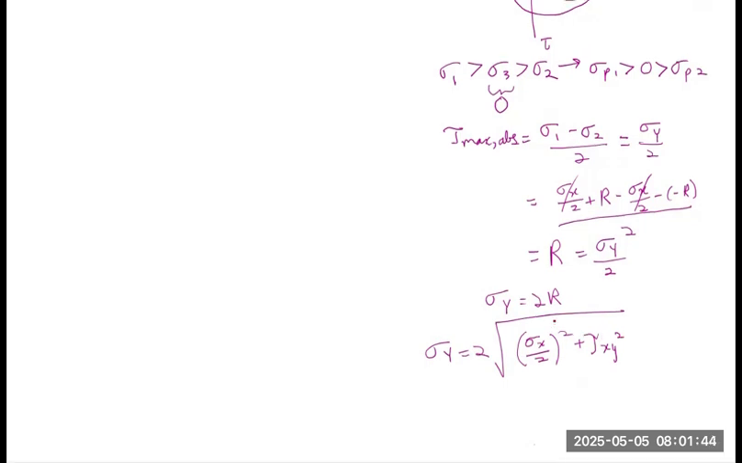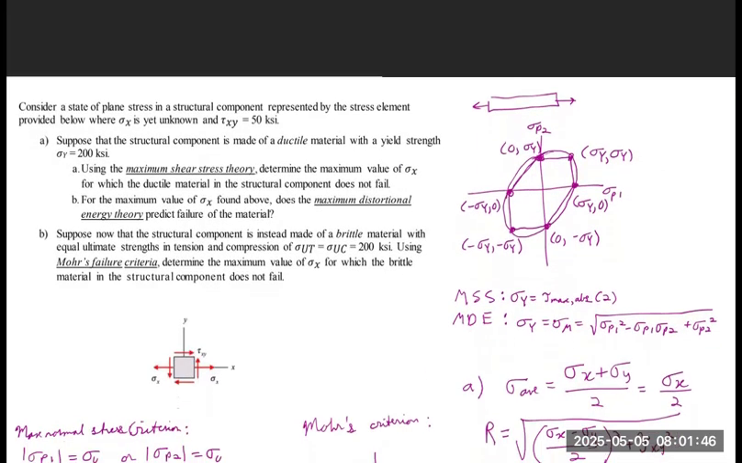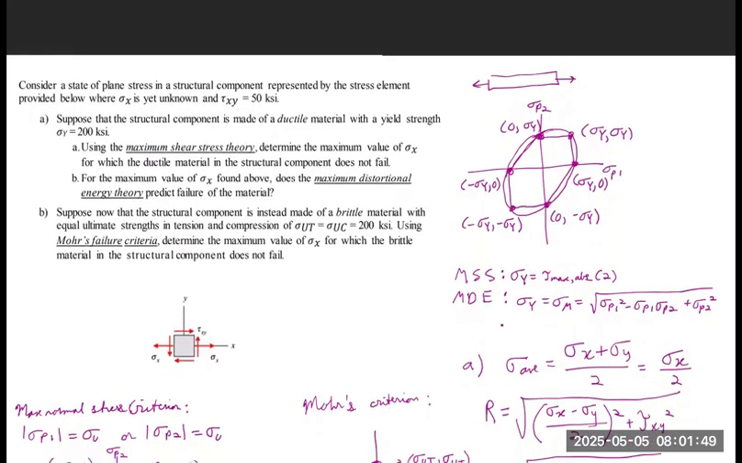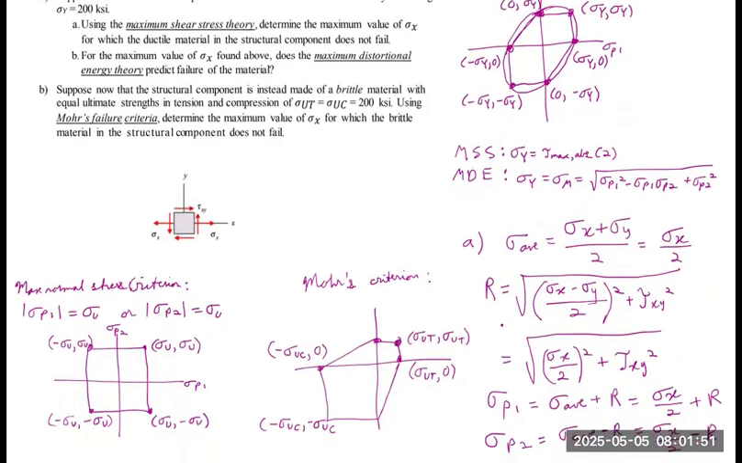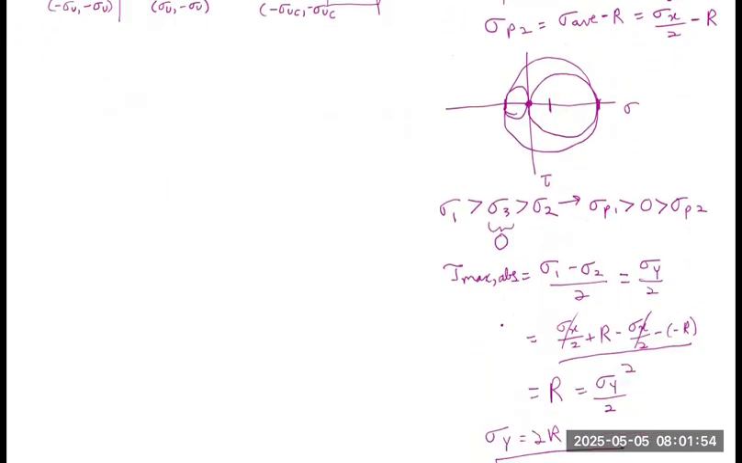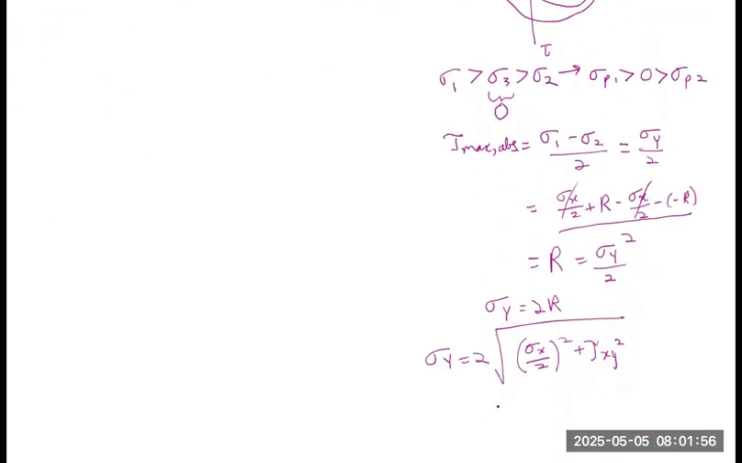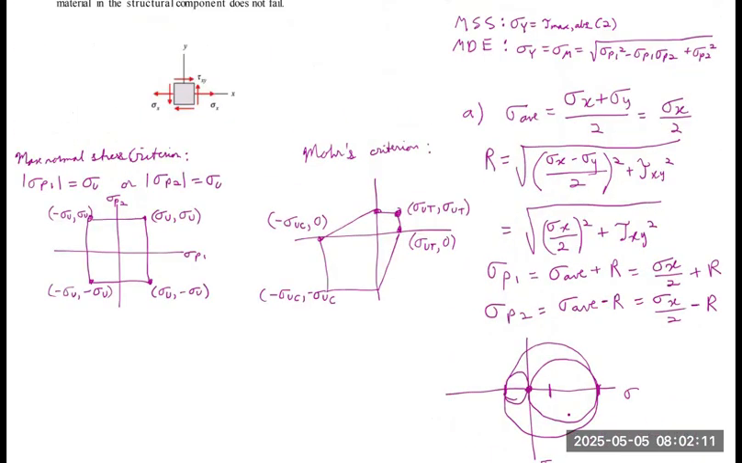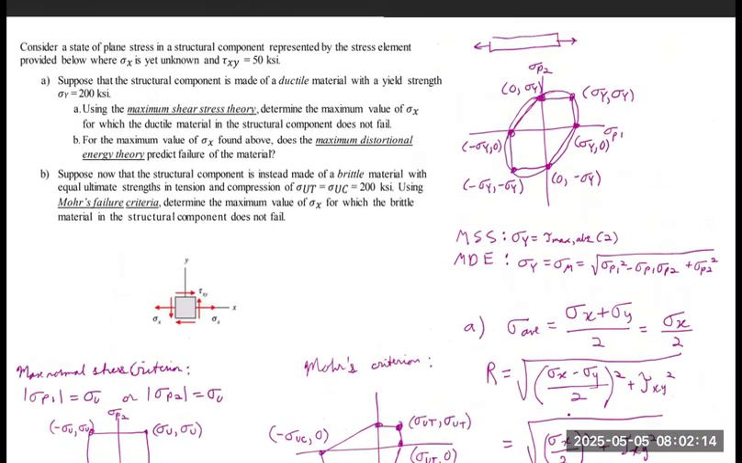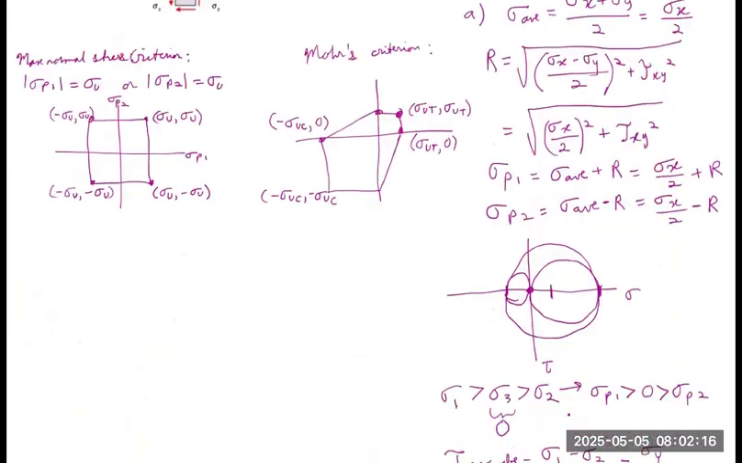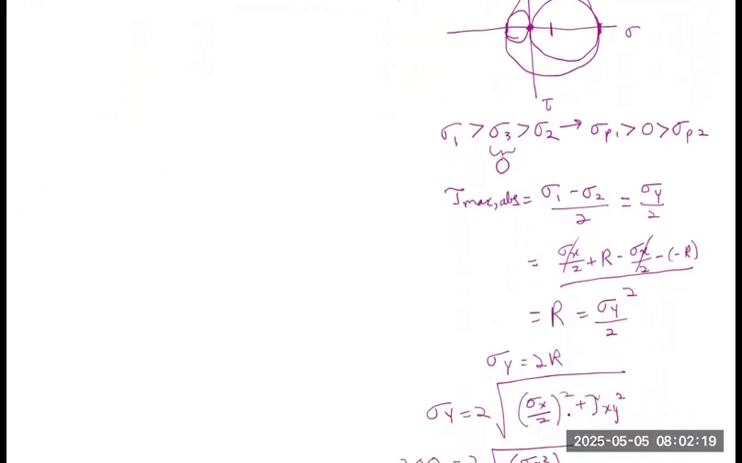And let's see if we're given some known values. Oh yes, we are. We are given that the yield strength is 200 KSI. So let's go ahead and plug that in. 200 is equal to 2 square root of sigma x squared over 4 plus, and what is the tau xy value? The tau xy value is equal to 50 KSI. We're given no other values, but it's better to plug everything in afterwards.